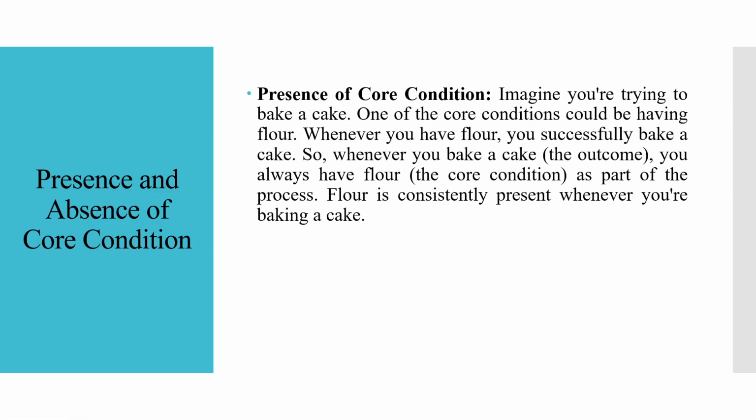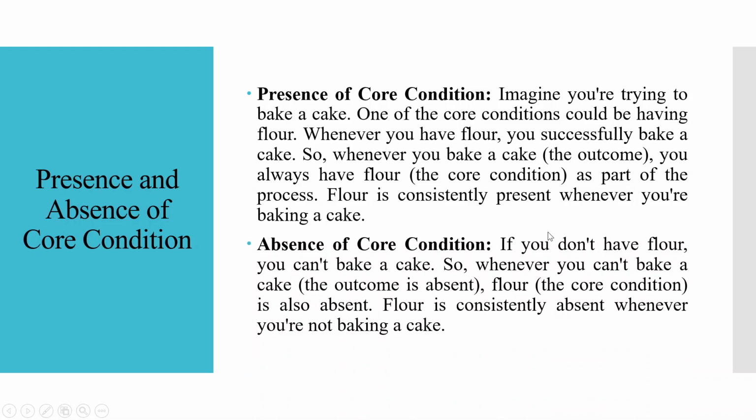Now, the presence and absence of the core condition. Imagine you are trying to bake a cake. One of the core conditions could be having flour. When you have flour, you successfully bake a cake. So whenever you bake a cake, the outcome, you always have the flour, the core condition, as a part of the process. Flour is consistently present whenever you are baking a cake. The absence of core condition: if you don't have the flour, you cannot bake a cake. So whenever you cannot bake a cake, the outcome is absent, and flour, the core condition, is also absent. Flour is consistently absent whenever you are not baking a cake.